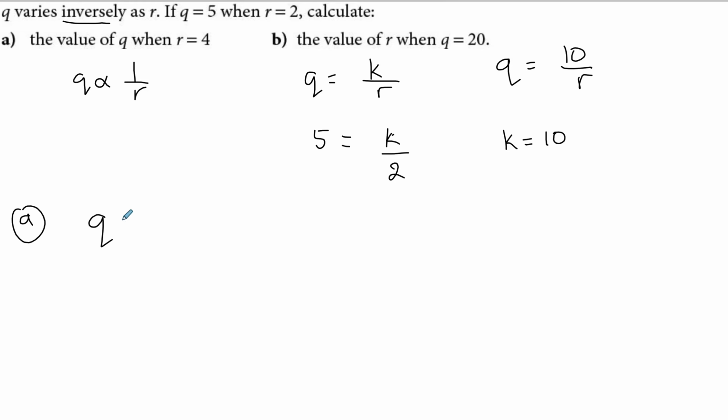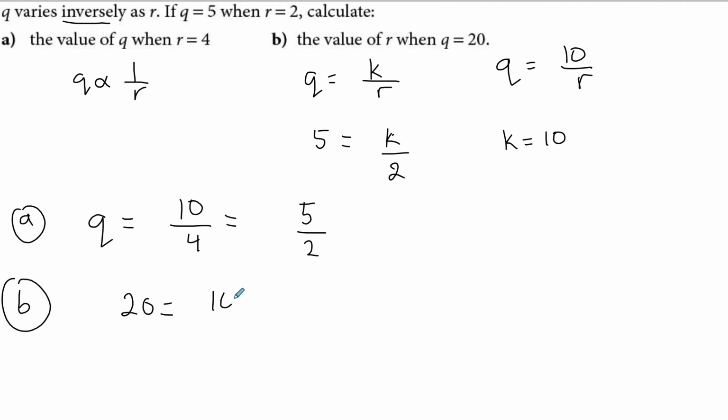So if I need to find q when r is equal to 4, I just have 10 divided by 4, and I could just simplify this fraction, divide by 2 on numerator and denominator, so I'm going to get 5 over 2. You can leave it as such or as a mixed number. For part B, I need to find r when q is equal to 20, so I just write 20 equals 10 over r. I cross multiply as well, so I get 20r equals 10, and so r equals 10 over 20, which is 1 over 2.